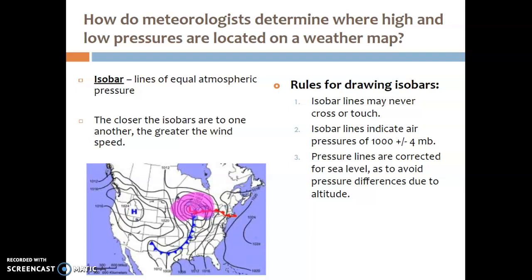The rules for drawing isobar lines: they can never cross or touch. Isobar lines indicate air pressures of 1,000 plus or minus 4 millibars. The pressure lines are corrected for sea level as to avoid pressure differences due to altitude. So we're always assuming this is the pressure at sea level, not up higher. So you can see in the center of the country there, those isobars are really close together. It means there's a lot of pressure changing in a small amount of area, so you're going to have a lot of wind.